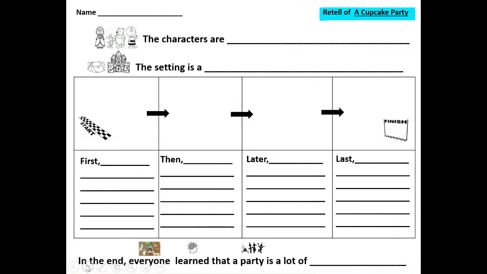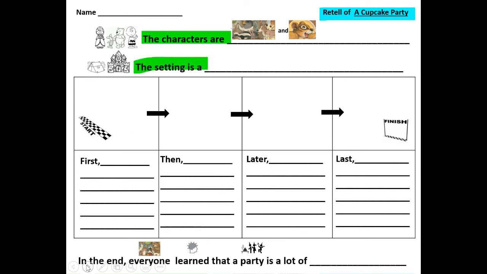So let's review what happened in A Cupcake Party. Who are the characters in the story? The characters are the animals and Fritz. So the setting is where does the story take place? Say the setting is a tree and the forest. So let's put our pictures in the correct sequence or order.